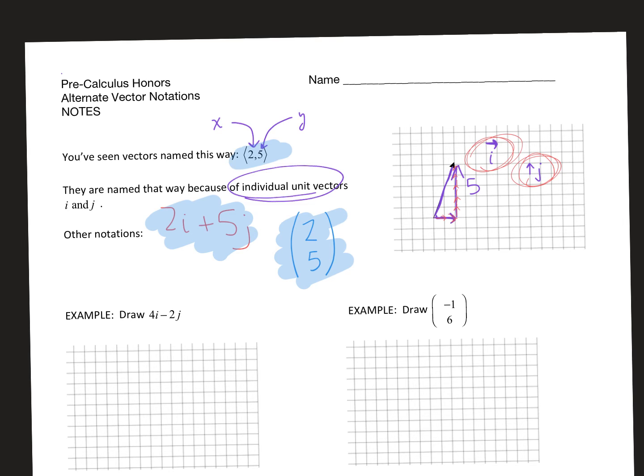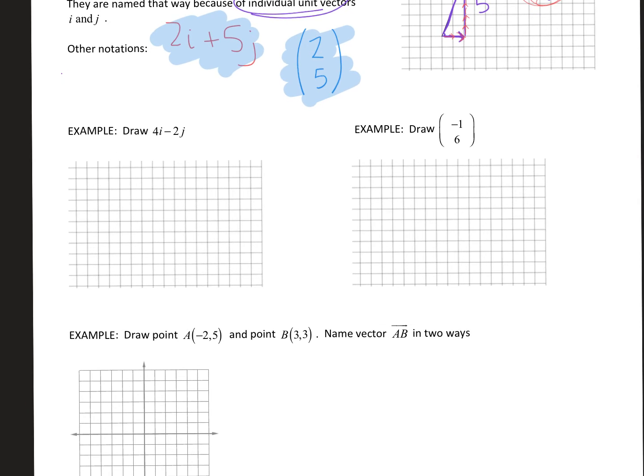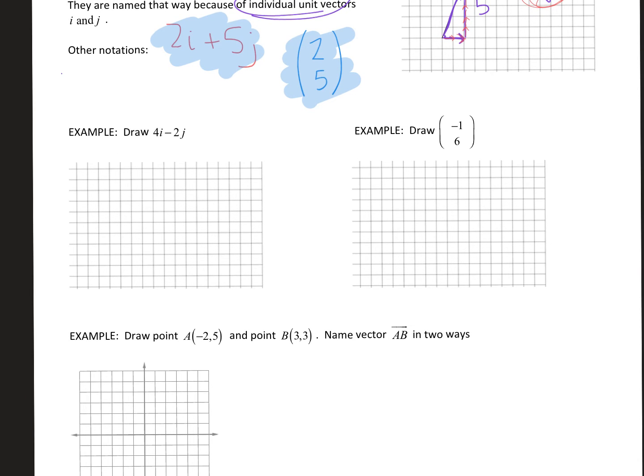So that being said, let me move this up and see if we can draw some vectors. They've given them to you in different notations. No big deal. So this one, 4i minus 2j, means you're going 4. Again, you can start anywhere you want. You're going 4 positive in the x direction, and then it also says you're going down 2, 2 in the j direction. So the vector we're actually looking for is this one.